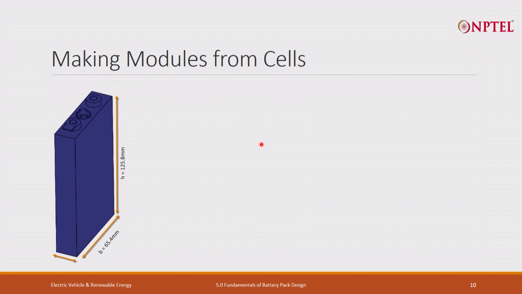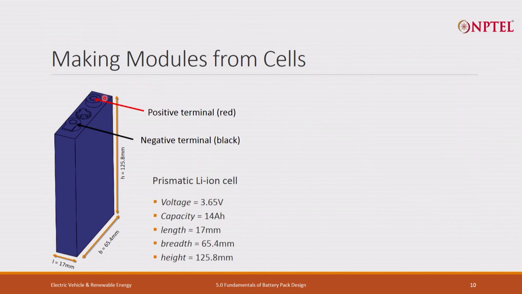Now, how do you make a module from the cells? Here you have a prismatic cell, for which dimensions are provided: height, breadth and thickness. You also have identification of the positive terminal and the negative terminal, and all other required information. The nominal voltage of this cell is 3.65 volt, capacity is 14 Ah. That means 1 C charge and discharge can happen at 14 ampere.